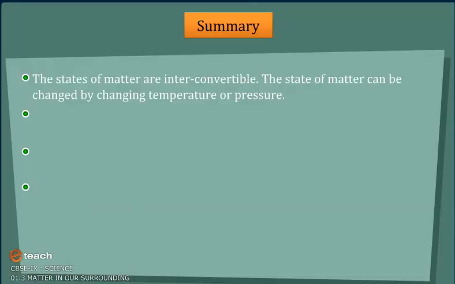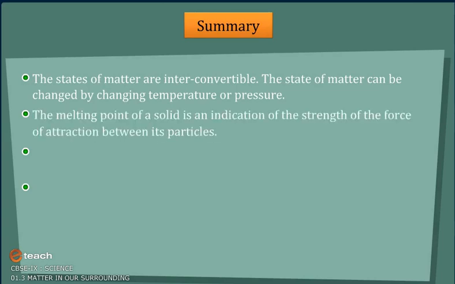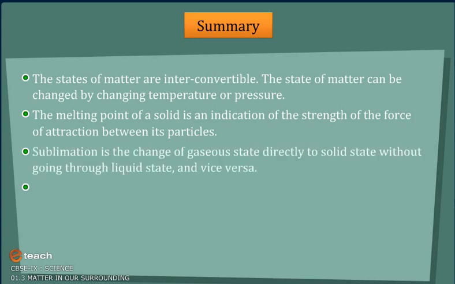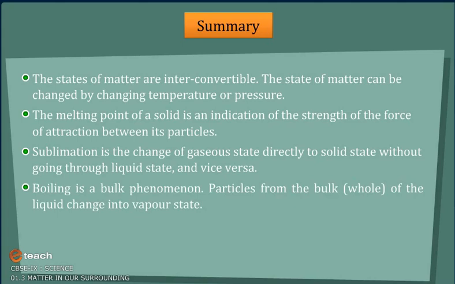Summary. The states of matter are interconvertible. The state of matter can be changed by changing temperature or pressure. The melting point of a solid is an indication of the strength of the force of attraction between its particles. Sublimation is the change of gaseous state directly to solid state without going through liquid state and vice versa. Boiling is a bulk phenomenon. Particles from the bulk, whole, of the liquid change into vapor state.